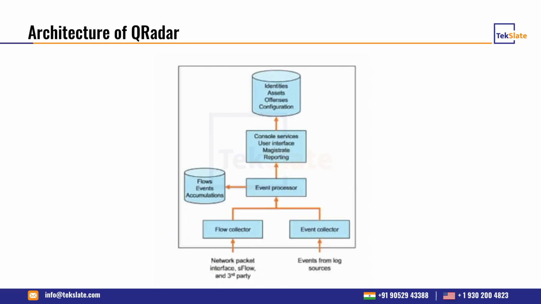So this is the architecture of QRadar, how QRadar works. We have different collectors working at the bottom. We have a flow collector and an event collector. They will receive data from multiple sources. This is the QRadar architecture.